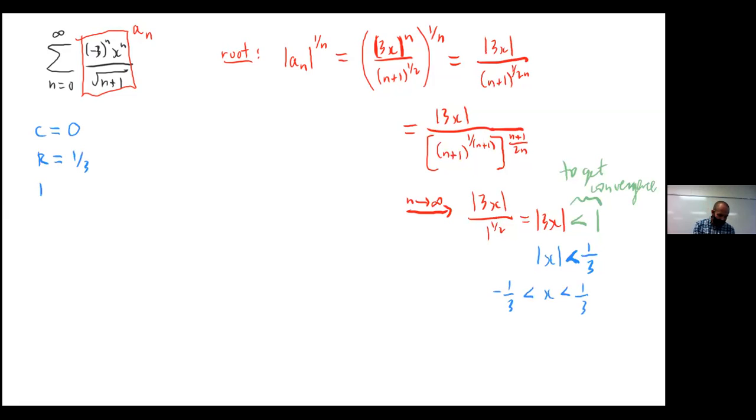And now we're working on the interval of convergence, which is going to require that we plug in some endpoints, yes? Okay, so what if I do plug in some endpoints? What are the endpoints of the interval?